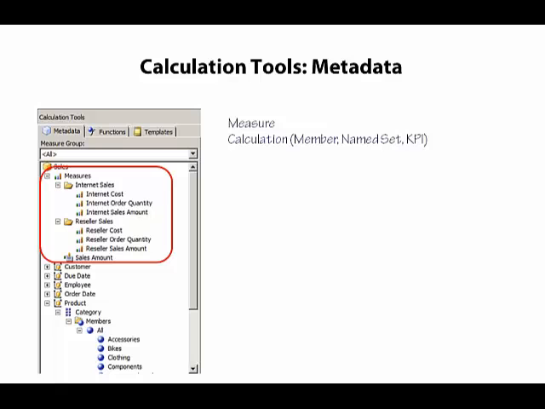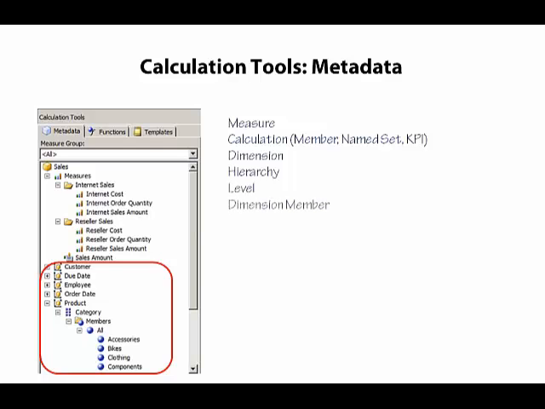It could be a named set, or we can even reference KPI values in an expression. We also have access to all of our dimensions, but unlike the browser, which allows us to select only attribute hierarchies or user hierarchies, we can access any type of dimension object for our calculation. We can reference a dimension directly, or a hierarchy, or a level of a hierarchy, and even individual dimension members.